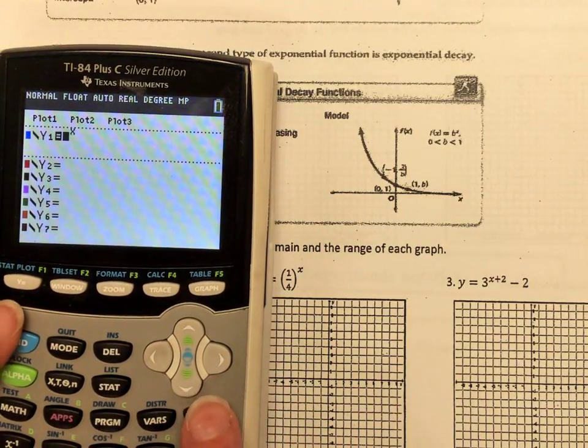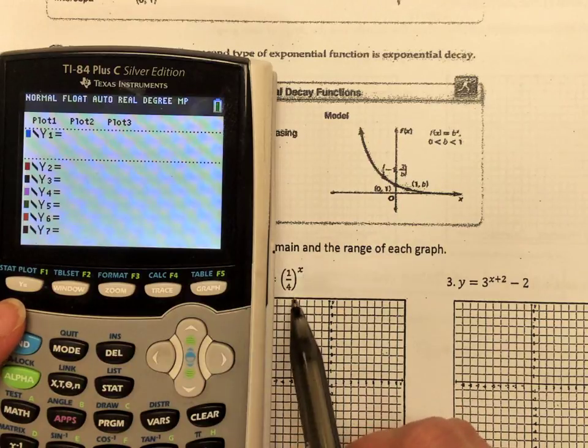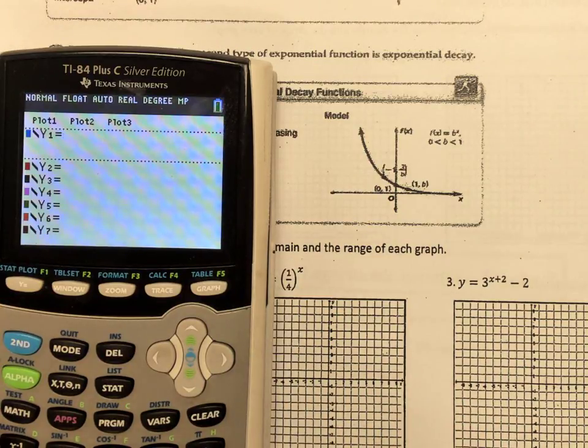All right, so go back to y equals, clear it out. All right, now you got to be careful. You have to use parentheses just like they use parentheses, okay? 1 divided by 4. Close your parentheses. Make sure you close your parentheses first.